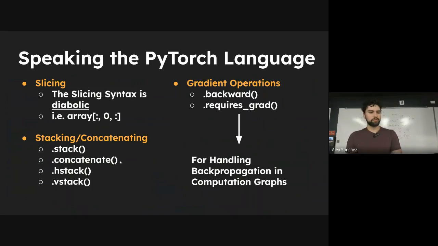And here we have stacking, if you want to stack different tensors together or concatenate them. Again, we're going to go through them one by one. And gradient operations, this is what we talked about. Backward performs backpropagation, and requires_grad determines whether our parameter requires the gradient to be computed and handled in the computational graph or not.